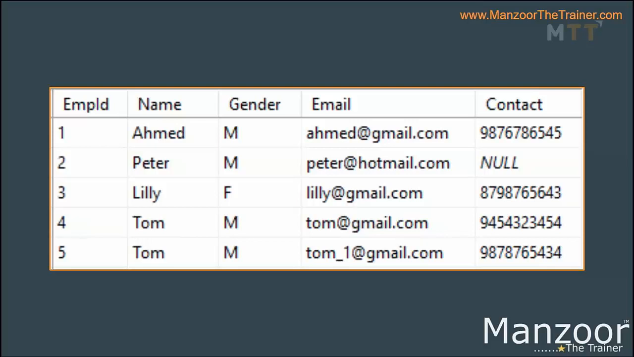Now, my next question for you people: how many attributes do we have here? 5 attributes we have. Employee ID, employee name, gender, email, contact. So these are all attributes. I want you to tell me an attribute using which I should identify a row uniquely.